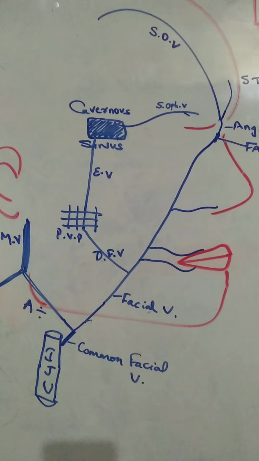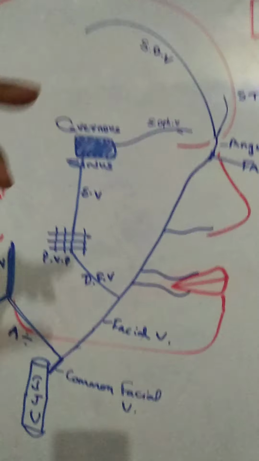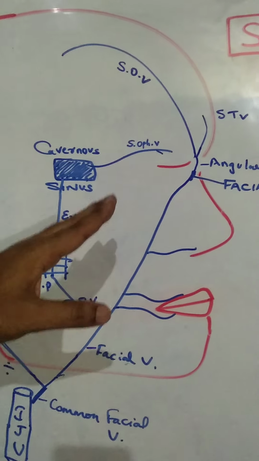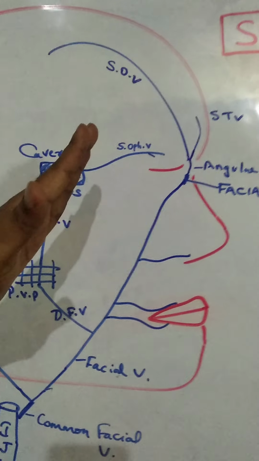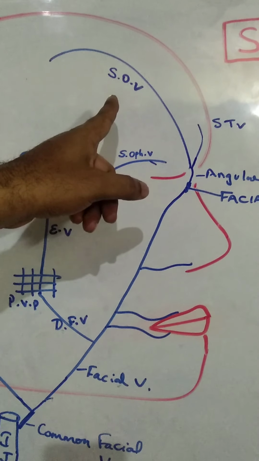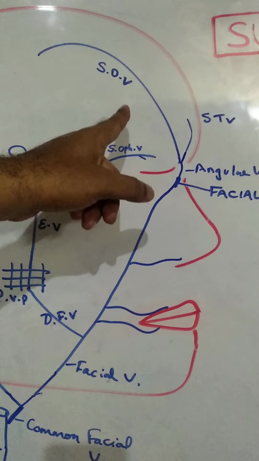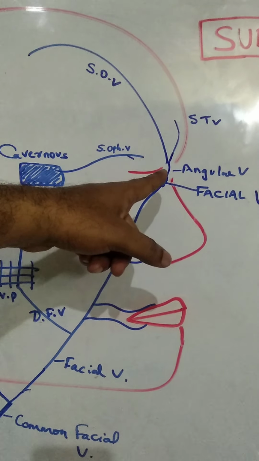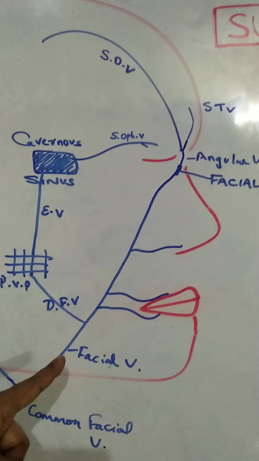So in summary, facial vein is the largest vein of the face. It's a valveless vein. It is just posterior to the facial artery. It begins at the medial angle of the eye by the fusion of supraorbital vein and supratrochlear vein, forming angular vein. It continues downwards and backwards as the facial vein.